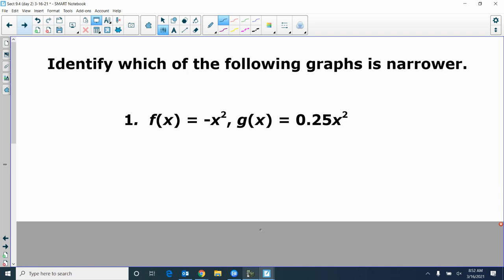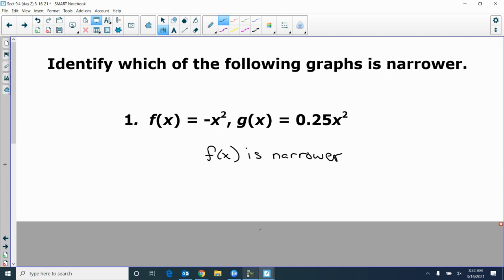How you gonna describe the transformation? Yep, so compared to our x squared. All right, Jordan, what do you got for first one? Which one is narrower? Okay, good. f of x is narrower because the 0.25 will make the g of x the wide one. Okay, so f of x is narrower.